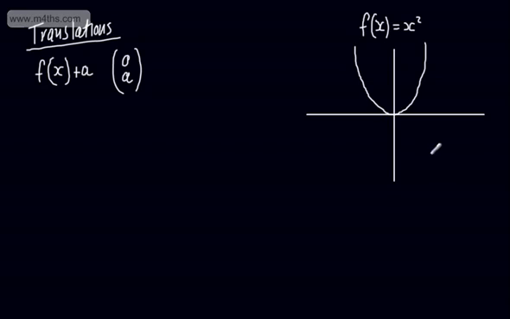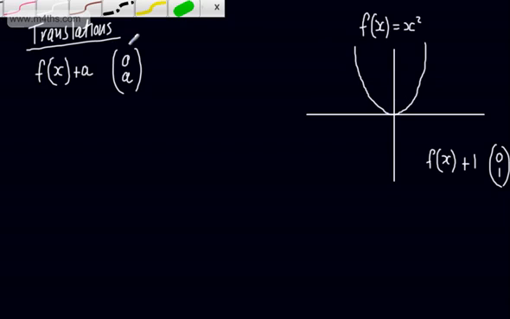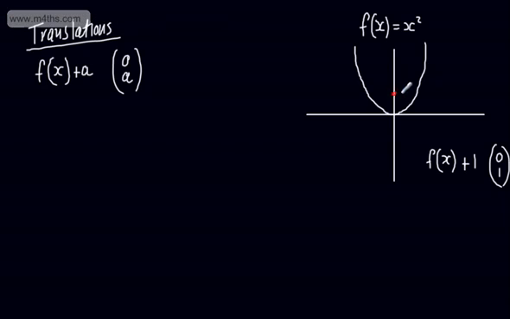So let's consider now the f of x plus 1. This gives me a translation vector of 0, 1. So all I'm going to do is pick the graph up and move it up by 1 unit. So if we look at that, this point is going to be 0, 1 instead of 0, 0. Same shape, no alteration in the shape, and then we'll come up like that.